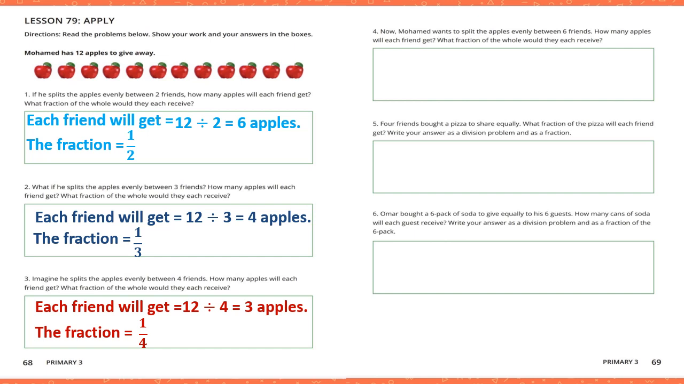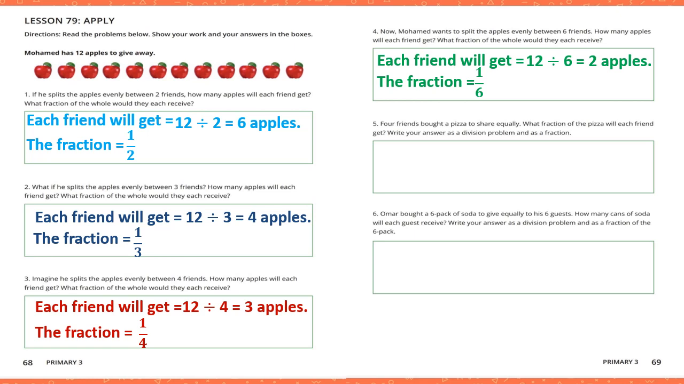Number 4, Muhammad wants to split apples between 6 friends. It's very easy. The same 12 will be divided between 6 friends. So each friend will take 2 apples and his fraction will be, I will divide it between 6, so 6 equal parts. So the fraction will be 1/6.